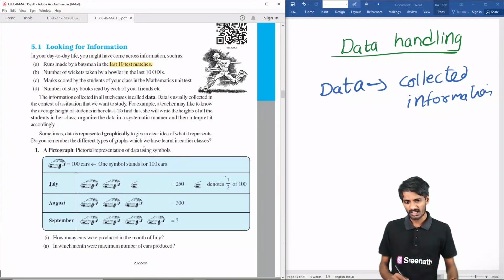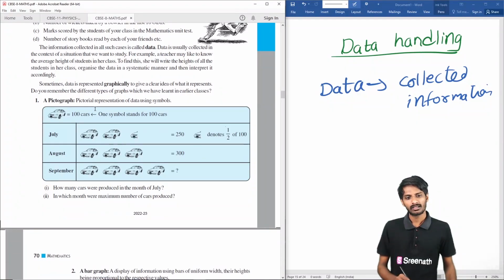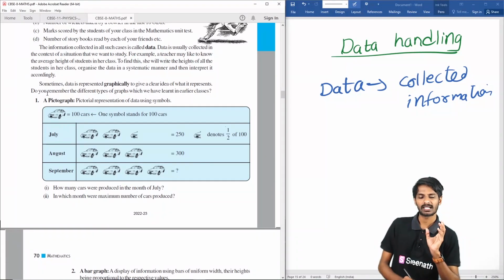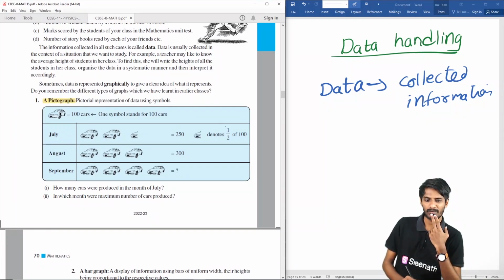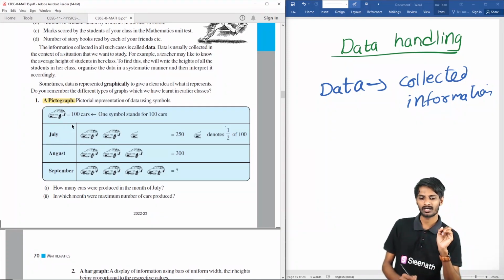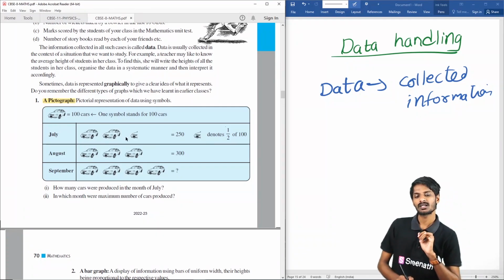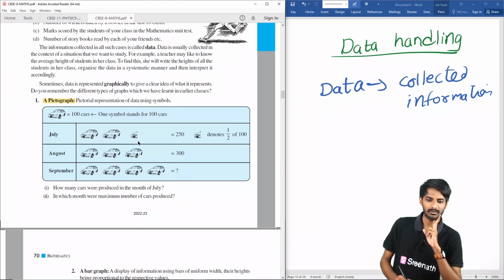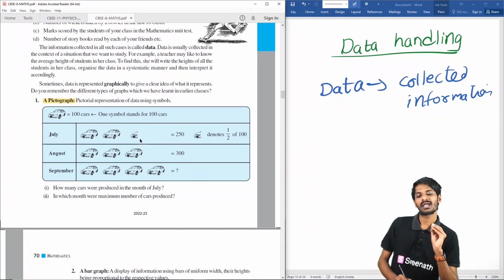Suppose, a pictograph. This is a representation of data which we discussed in our previous class, students. Suppose here there is a picture of a car, and this symbol equals 100 cars. In the month of July there are two cars and a half car, which means 100 plus 100, 200 cars, and the half car means 50 cars. So after adding all, we get 250 cars.